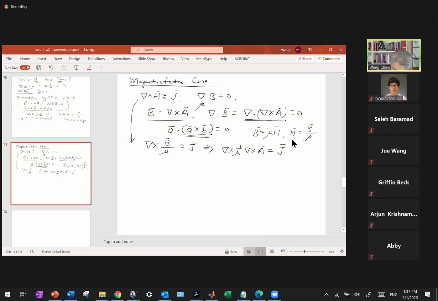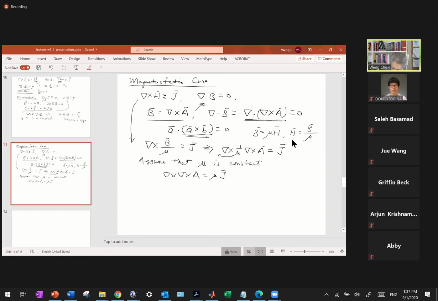However, to make things simpler, we assume that mu is constant, a constant independent of position. Then we can take this mu outside, and if you take the 1 over mu outside, then you have curl of curl of A. Then when you put it back on the right hand side, it just becomes mu J. Okay? So how do we solve this equation now?